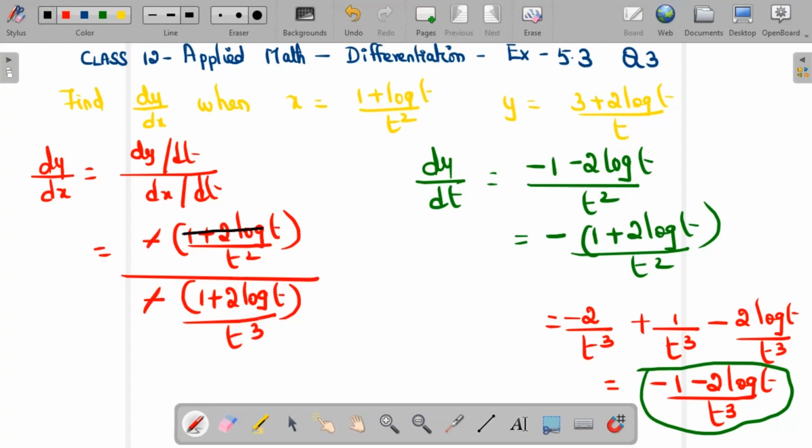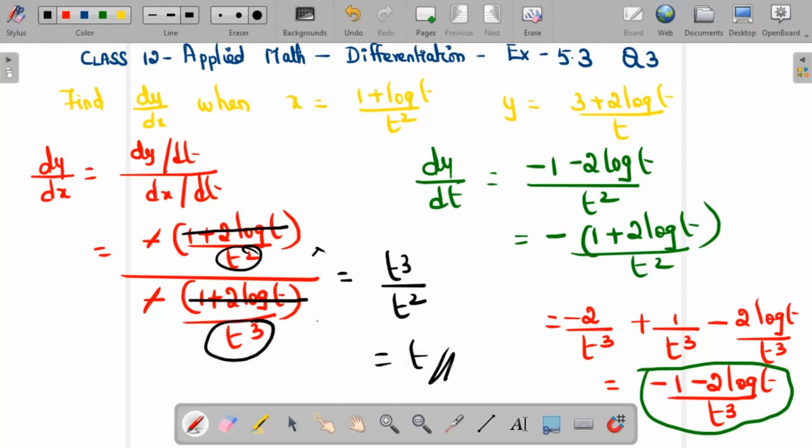This particular expression in the numerator and the denominator will vanish. So this will become t cube by t squared, because this is denominator's denominator. It has to go up to the numerator, and this numerator's denominator will come down. So it is t cube by t squared, which is equal to t. So dy by dx is equal to t.